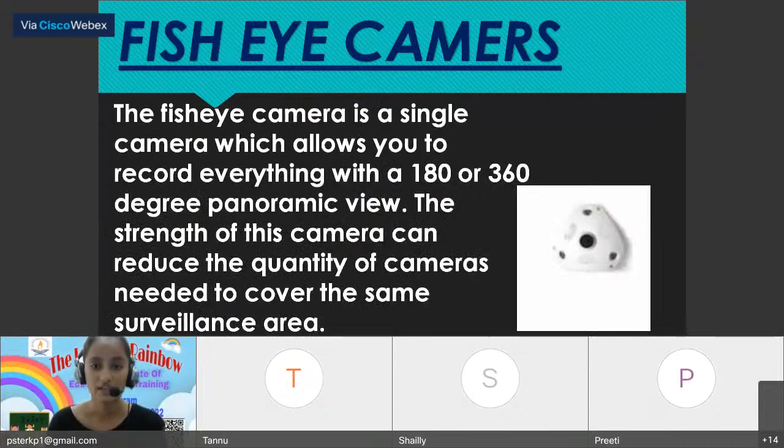Next, fish eye cameras. The fish eye camera is a single camera which allows you to record everything with a 180 or 360 degree panoramic view. The strength of this camera is that it can reduce the quantity of cameras needed to cover the same surveillance area. Means, with the use of this camera, we can reduce the use of so many cameras as it can record from 180 or 360 degrees panoramic.